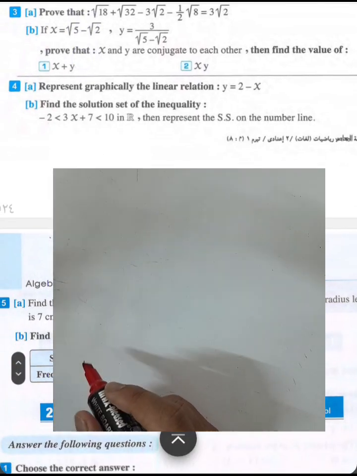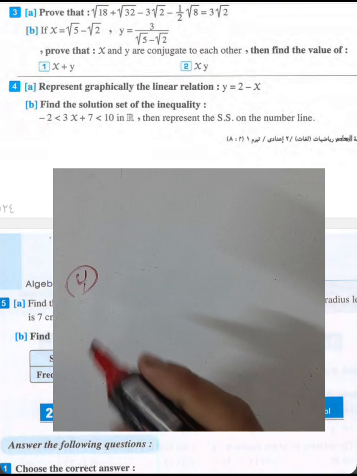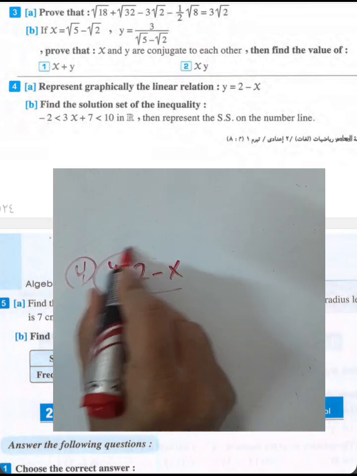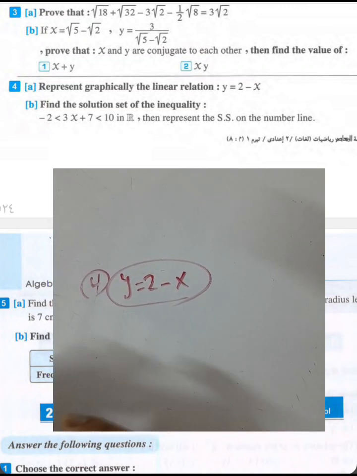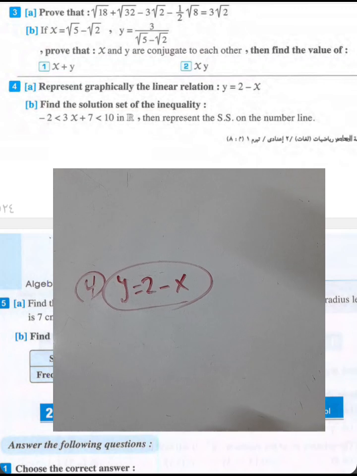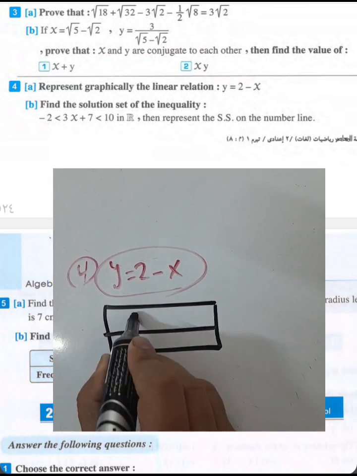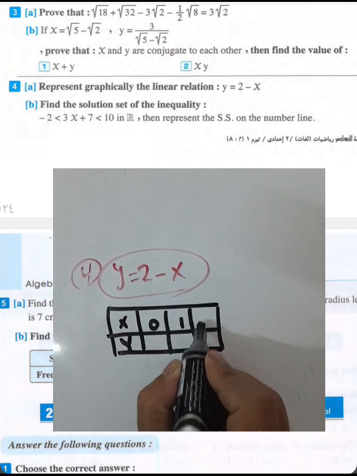Question number 4. Representing graphically this equation, y equals 2 minus x. We can draw the table between x and y, and then draw graphically. Put x here and y. Put here 0, 1, and 2.